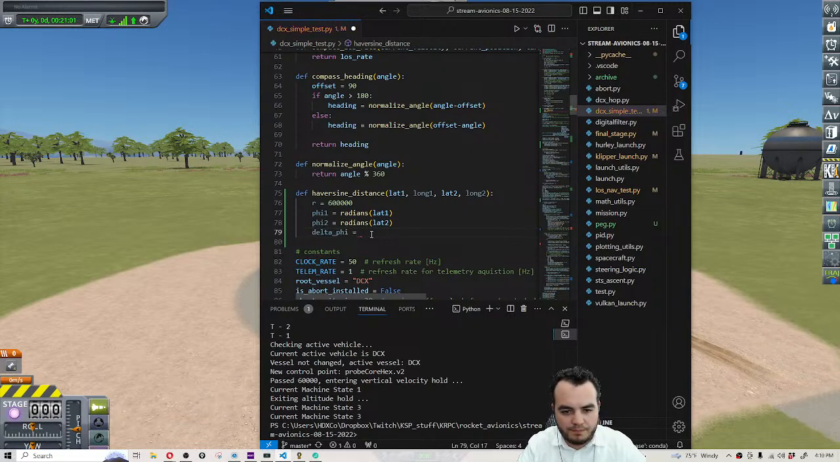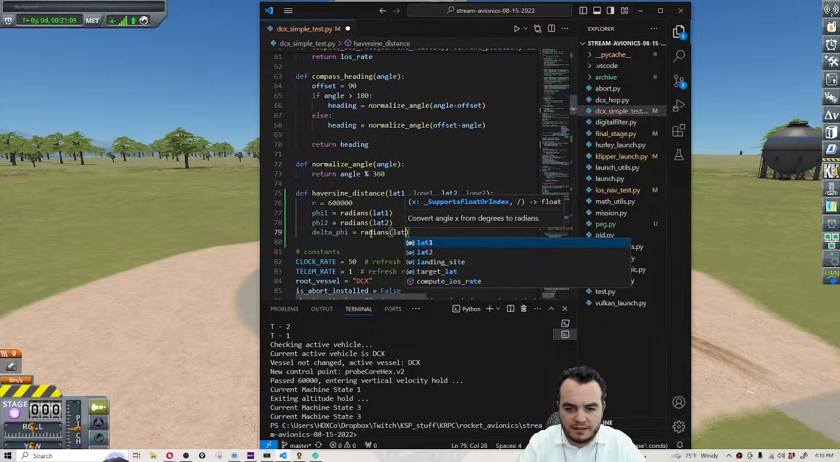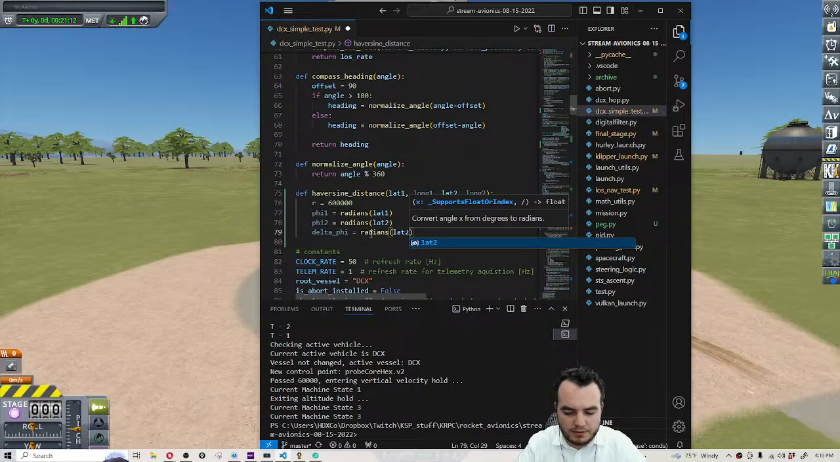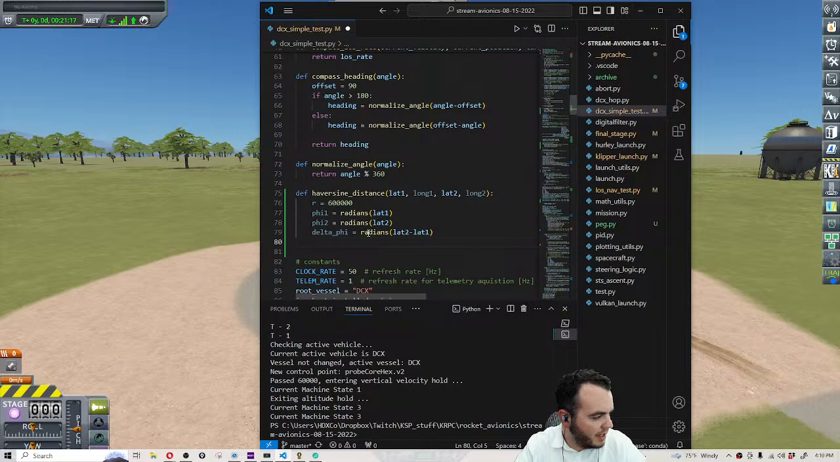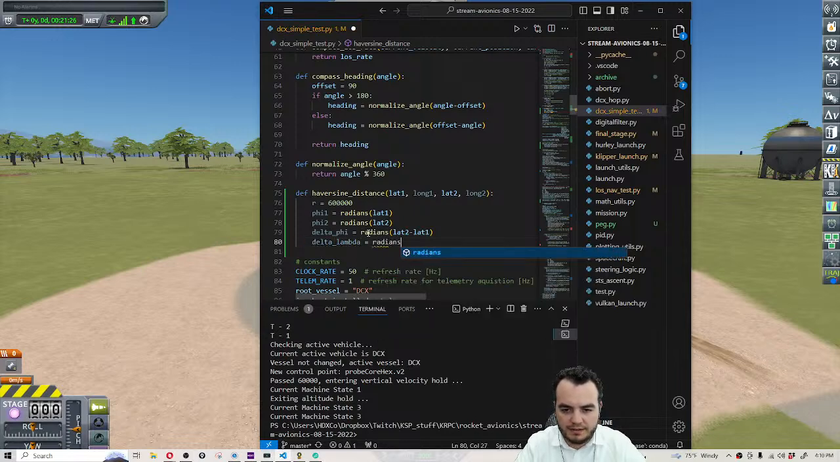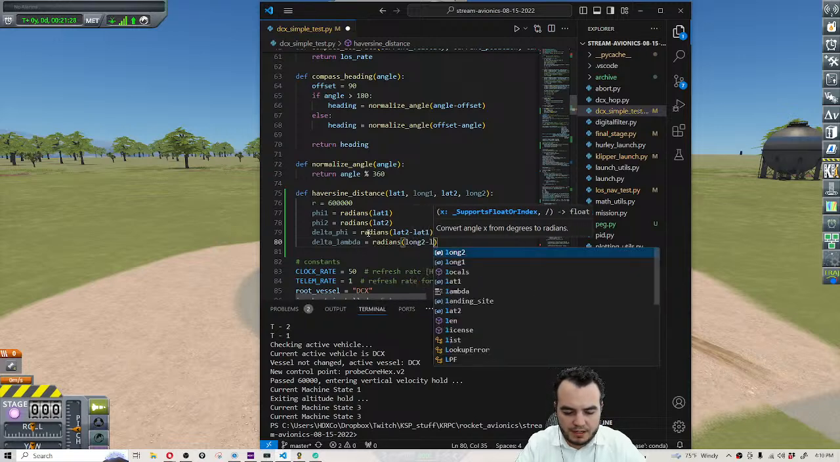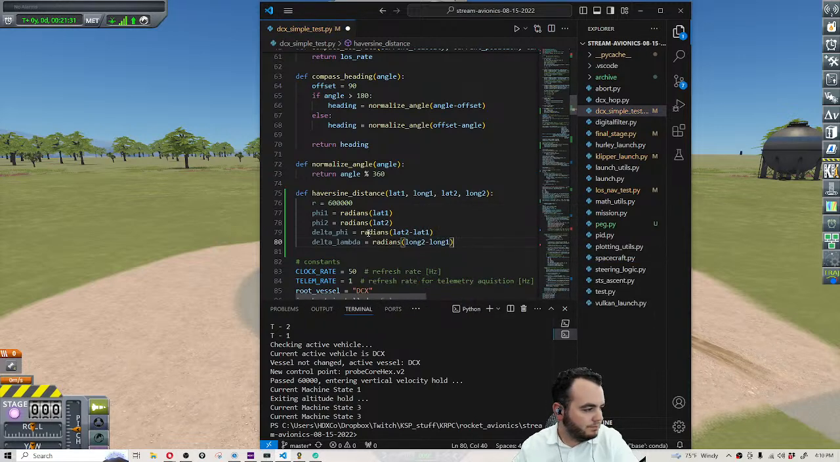But yeah, so we have our delta phi is just going to be the difference between lat 2 and lat 1, so we're going to get that in radians. It could be phi 2 minus phi 1, lat 2 minus lat 1. And then we're also going to have to do the same for, let's call it lambda, which is going to be radians of longitude 2 minus longitude 1. Okay. Let's just call this longitude. So we have lat and long.